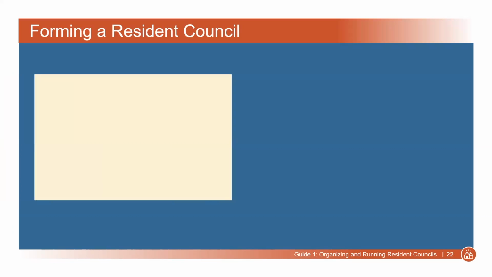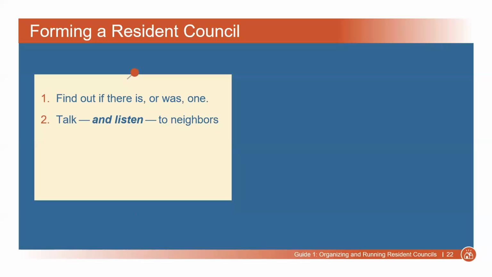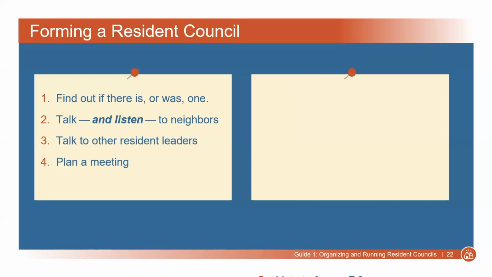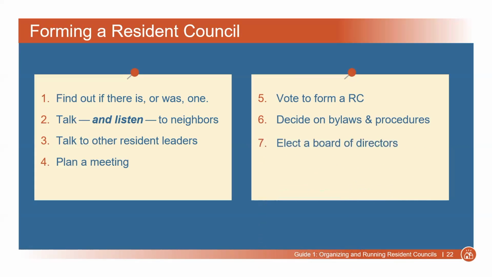These are the basic, simplified steps for forming a resident council. We will go through each of these steps. First, find out if there already is a resident council. Was there one in the past? Second, talk and listen to your neighbors to find out their concerns and interests. Step 3, talk to resident leaders from other properties. 4, plan a meeting. 5, vote to form a resident council. 6, decide on bylaws and procedures. 7, elect a board of directors. 8, and finally, do the work.